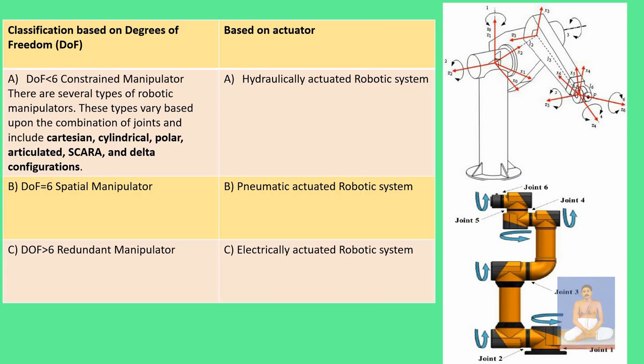Now if we go into the classification based on degrees of freedom, when the degree of freedom is less than 6, it is called a constrained manipulator. There are several types of robotic manipulator. These types vary based upon the combination of joints and include Cartesian, cylindrical, polar, articulated, SCARA and delta configurations. Based on actuator, hydraulic actuator robotic systems are there. When the degree of freedom is equal to 6, we call it a spatial manipulator. Then pneumatic actuated robotic systems. When the degree of freedom is greater than 6, it is called a redundant manipulator. Electrically actuated robotic systems.